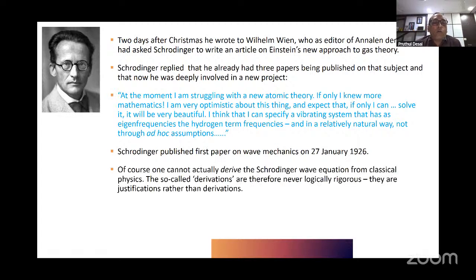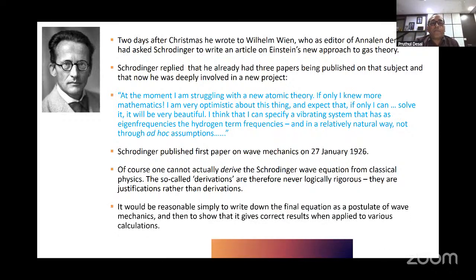But we all know that we cannot actually derive the Schrödinger equation from classical physics. It's a fundamental equation. So the so-called derivations that we find are never logically rigorous. In my opinion, they are justifications rather than actual derivations. It is a fundamental equation in itself. So this is what most of us do. It would be reasonable simply to write down the final equation as a postulate of wave mechanics, and then to show that it gives correct results when applied to various calculations. This is what we usually do when we teach quantum mechanics.